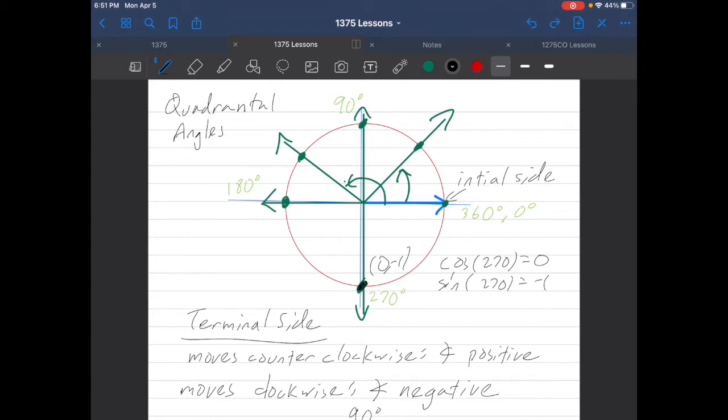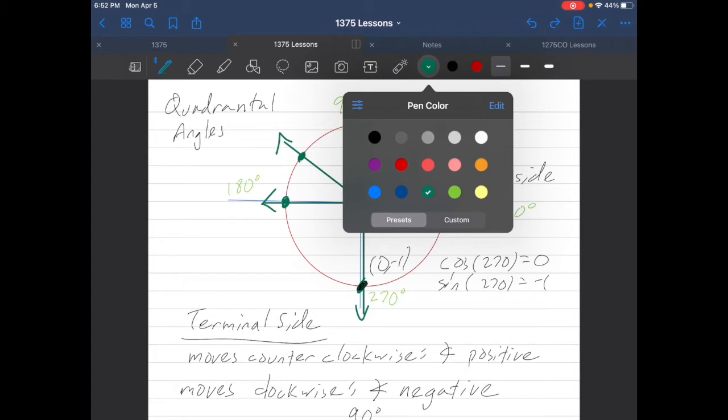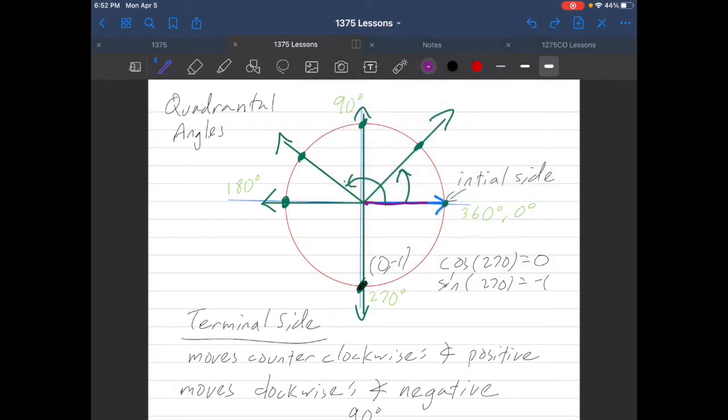Take a look at this though. I wrote down two measures here. One of them is 0, the other one is 360. So let's say that the terminal side didn't move at all. That would be a 0-degree angle. I'll draw that in, let's say, purple. Right, here is a 0-degree angle.